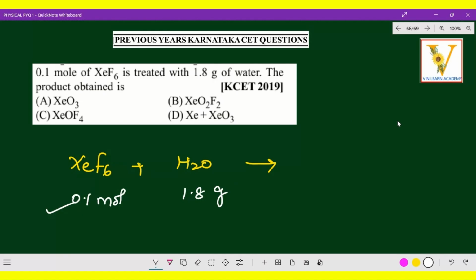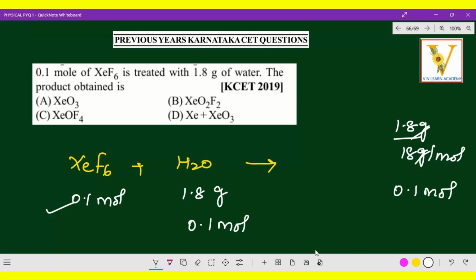So the formula is given mass by molecular mass. So 1.8 divided by the molecular mass of water, 18 gram per mole. So mole, gram cancel, which means here 0.1 mole only you'll be getting. So here also 0.1 mole, here also 0.1 mole. So the numbers will not be changing. That means here we need not change any balancing. So directly, what is the answer you will be getting?